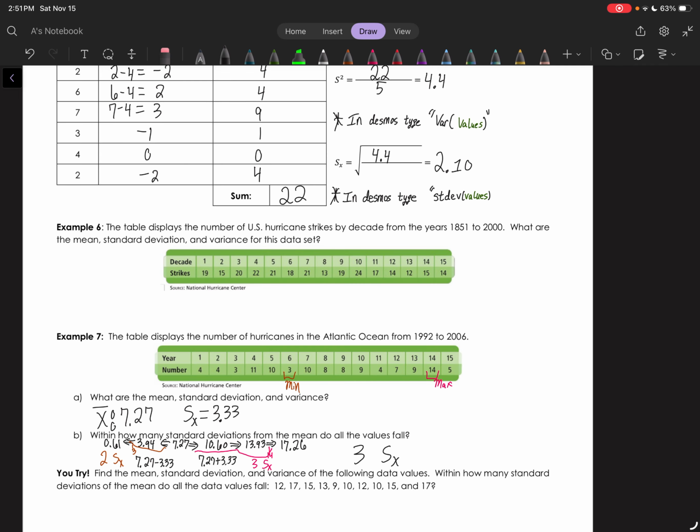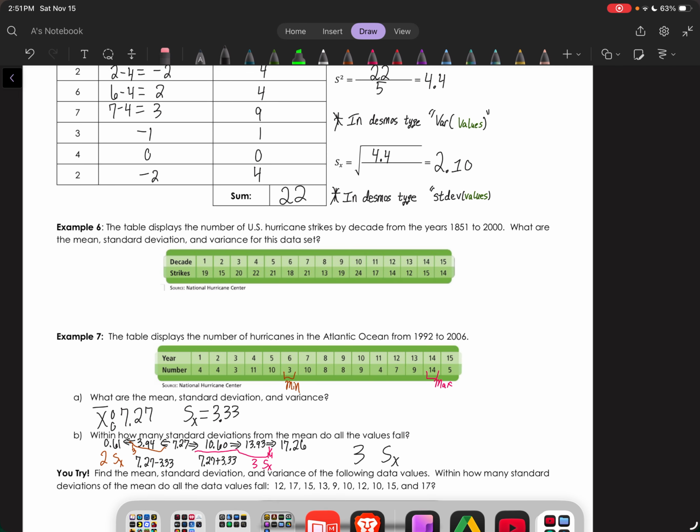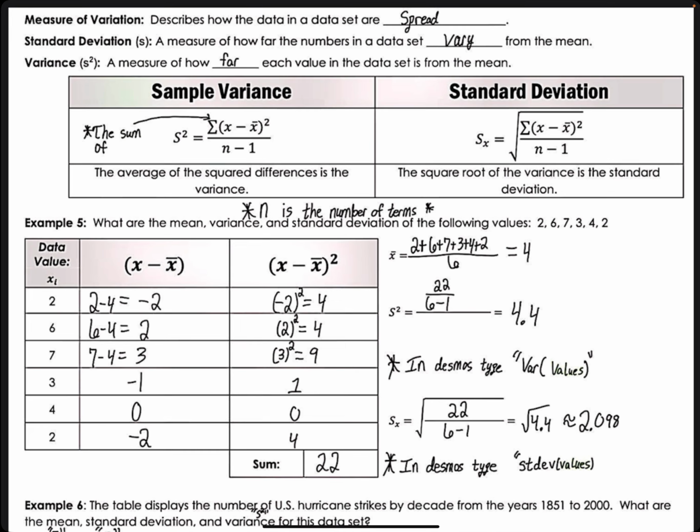Okay, pause the video, try these last two problems, and find the variance in A. Here's your answers.